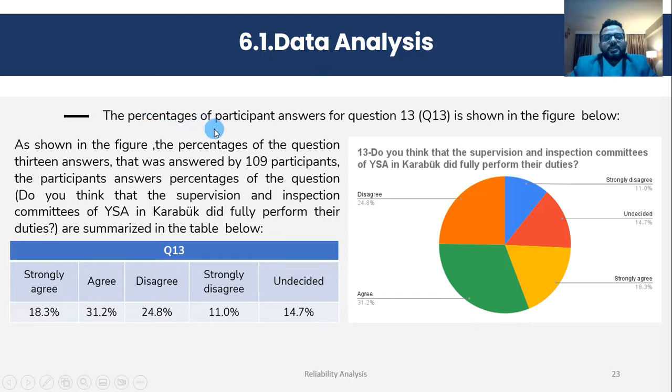And the percentages of participant answers for question 13. Question 13 was: do you think that the supervision and inspection committees of the Yemeni Student Association in Karabakh fully performed their duties? Here, as we can see, the most common answer was agree, and the percentages are summarized like this in this table.